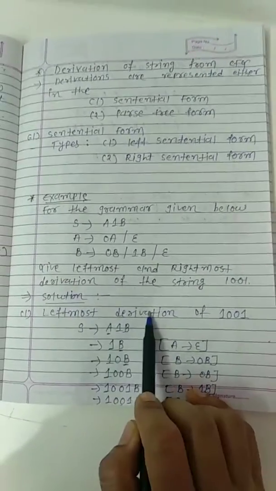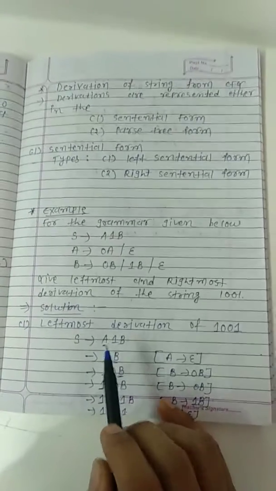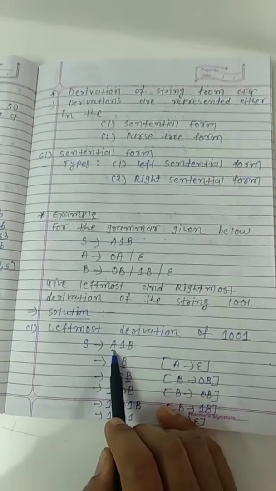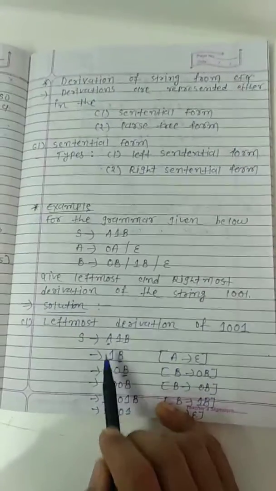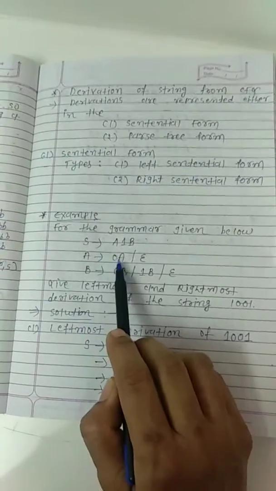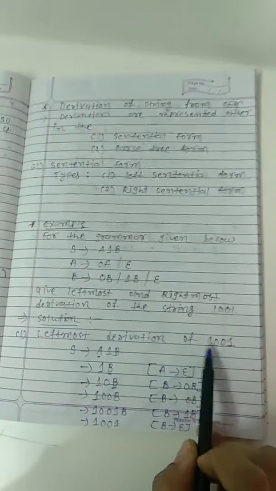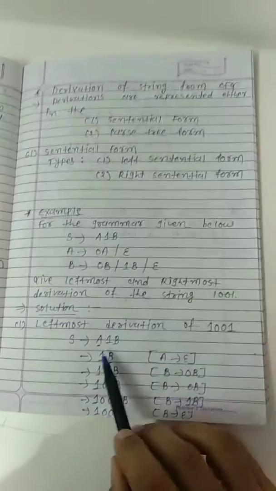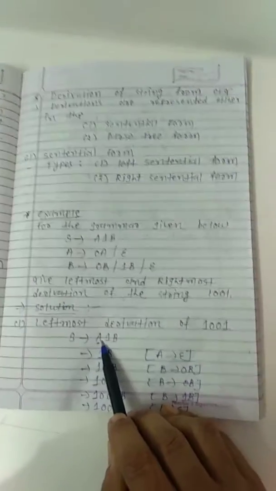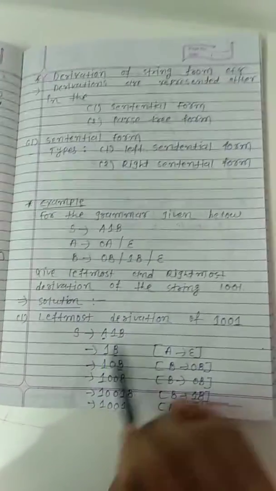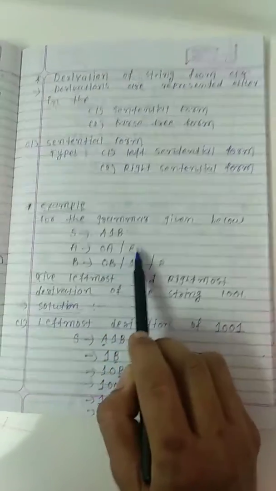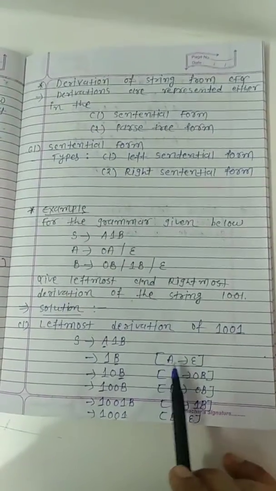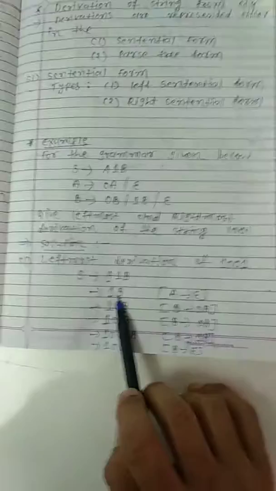In the leftmost derivation, we always process from left to right. So take the leftmost character. Our leftmost character is A. So instead of A, put some values. Over here, the values of A are 0A and null. But in our answer, we want 1001. So by using A, we cannot generate 1. So put null instead of A. Meaning we will use this production A tends to null. The productions that we are using, we will write on the right hand side.